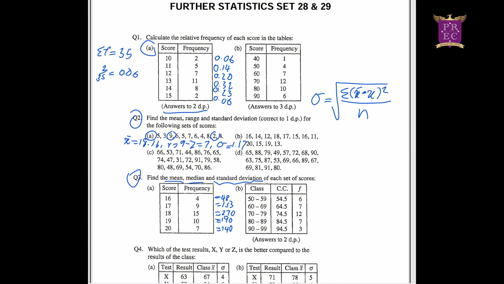And divide everything by 45, okay? Add all these up, divide by 45. That should give us 5.7. Okay, now we're looking at the median.